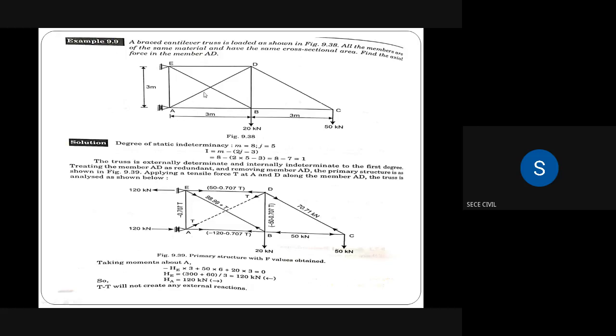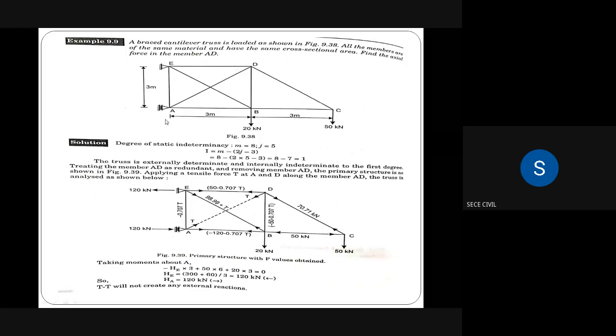Then we have to remove that excess member. In the question itself they gave: find the axial force in the member AD. So we are considering the member AD as a redundant member. First we have to make the structure a determinate structure. For making the given problem a determinate one, we have to remove the member AD. After that we will calculate the member forces, and we'll calculate the member force in AD. So we considered member AD as redundant. The force acting in the redundant member is termed the redundant force.